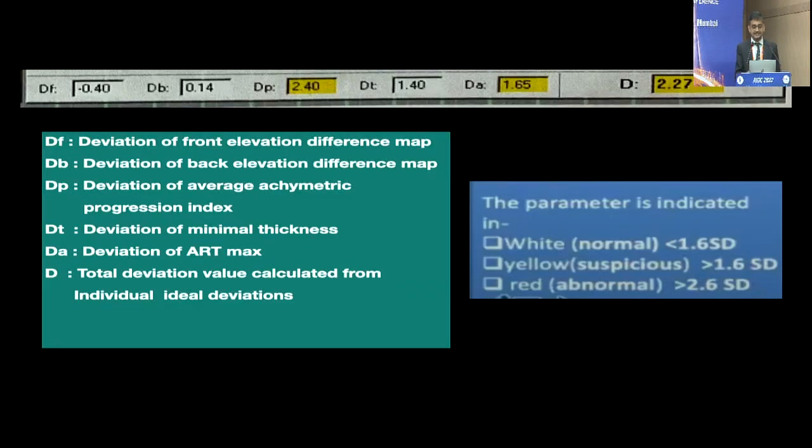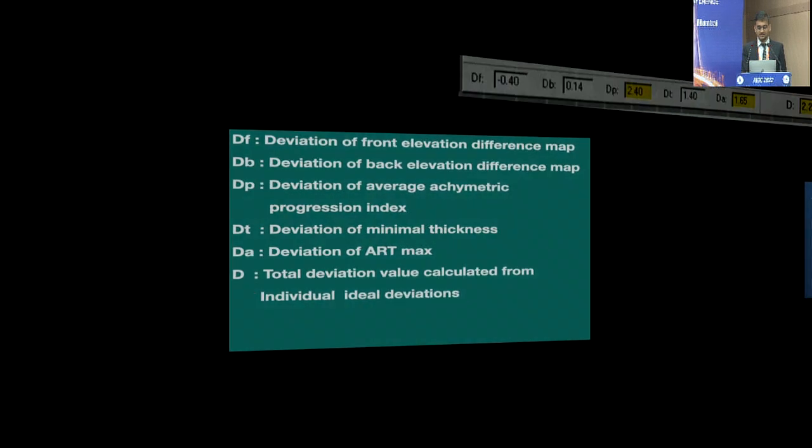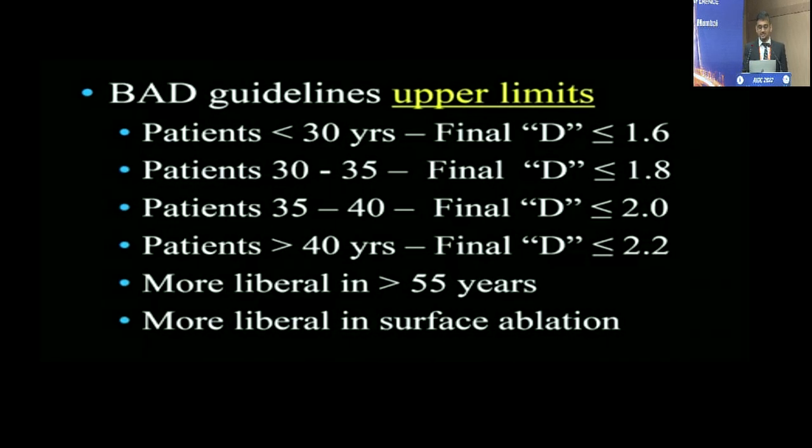But most important are these 5 deviations which are taken out from all the values that we have just discussed, and it will label it as white if it is less than 1.6 standard deviation from the normal population. It labels it as yellow if it is beyond 1.6 to 2.6, and red if it is more than 2.6. But the most important here is the final D, which is a global parameter which will encompass all the individual parameters, and the guidelines which Dr. Belin, who is the inventor of this, clearly mentioned here. So try to stick to these guidelines.